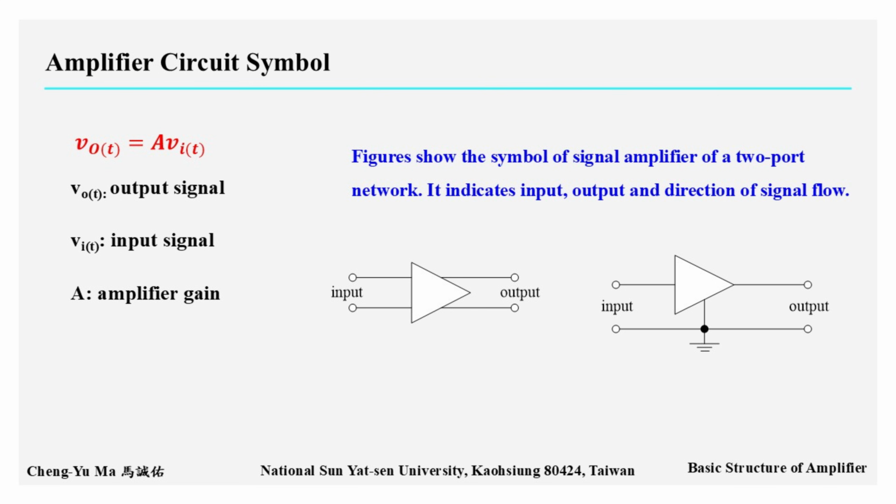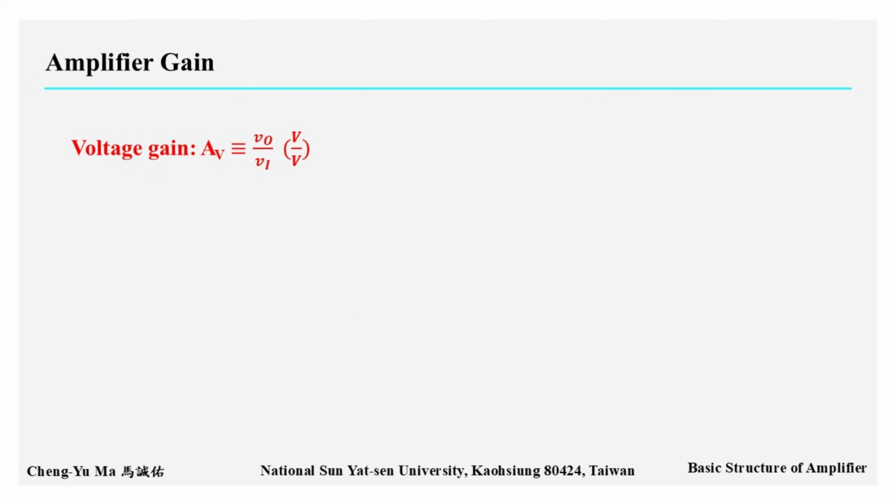Next, we will introduce the circuit symbol of an amplifier. The diagram shows the symbol of a two-port signal amplifier. It is a triangular shape and the arrow represents the direction of signal transmission. Next, we will introduce the types of amplifier gain and their units.